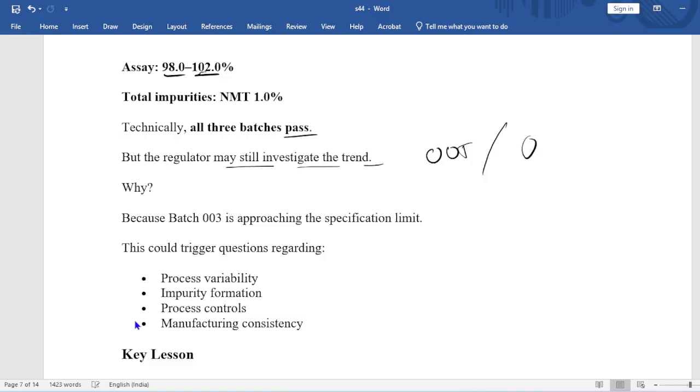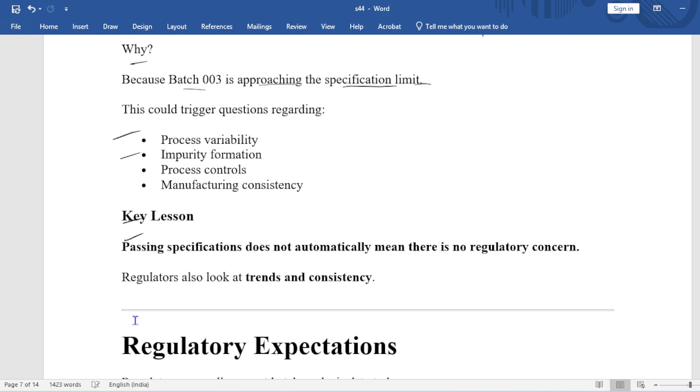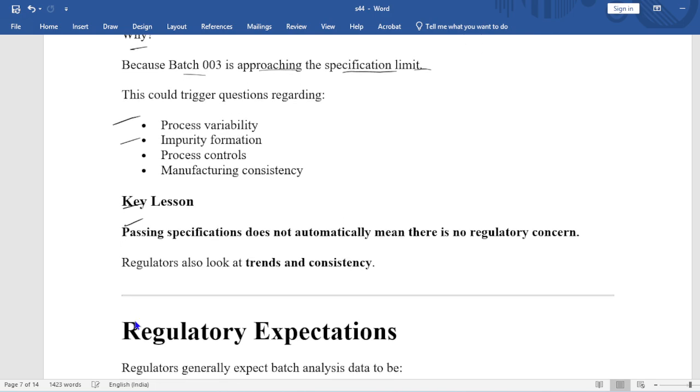And another concept is out of specification. Why? Because batch number 3 is approaching the specification limit. This could trigger questions regarding process variability, impurity formation, process control, or manufacturing consistency. So what is the key lesson? Passing the specification does not automatically mean there is no regulatory concern. Regulators also look at trends and consistency.